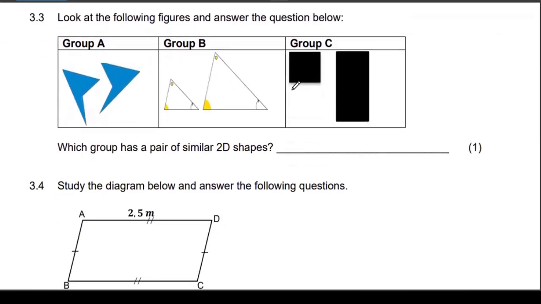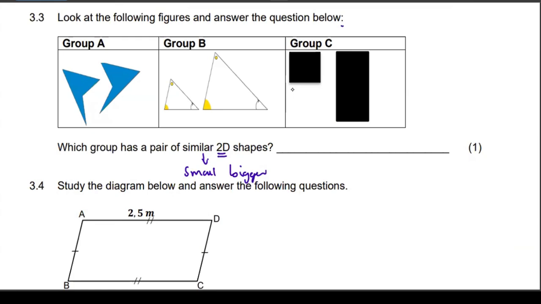Question 3.3, look at the following figures and answer the questions below. Group A, Group B, Group C. Which group has similar 2D shapes? Now, when the shapes are similar, there has to be a small shape and a big shape, okay? But when you look at the versions, they must be exactly the same version.